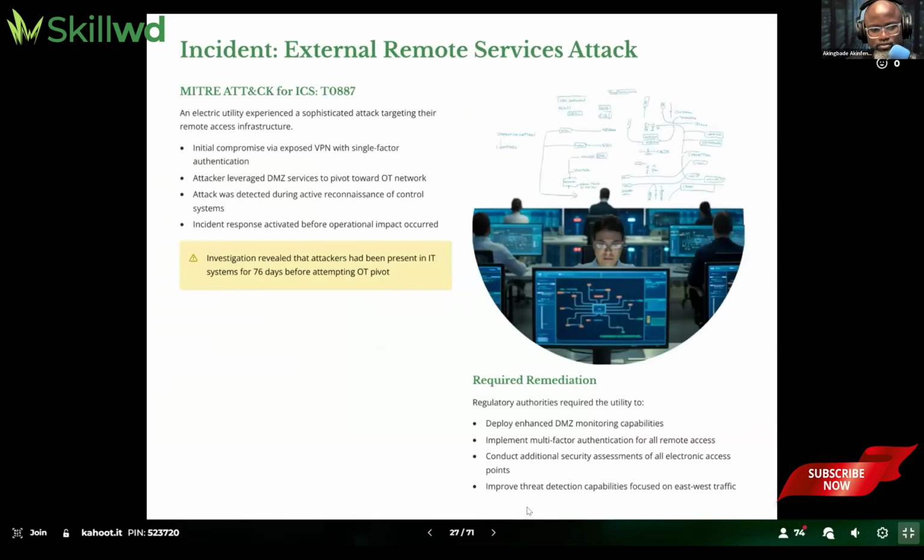Another incident here was an external remote service attack. In this case, an electric utility got attacked. It's a sophisticated attack, and it started with overexposure of their VPN with single factor authentication. The attacker leveraged their DMZ service to pivot towards OT. The attack was detected during active reconnaissance of their system. Incident response was activated afterwards. So this is quite common, more than we think it is.